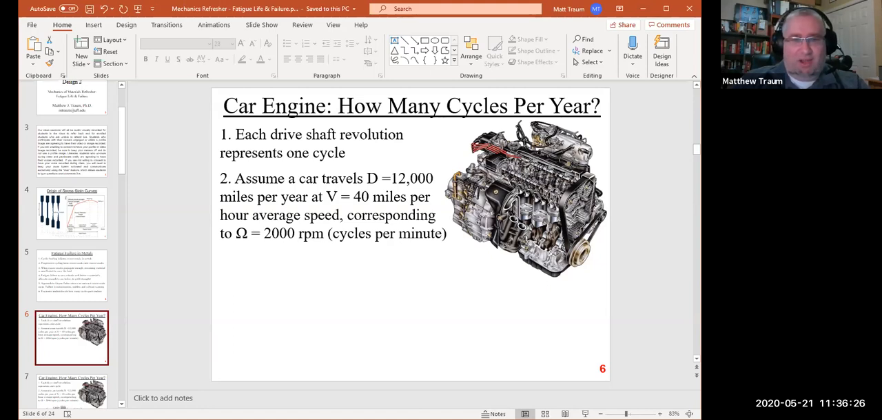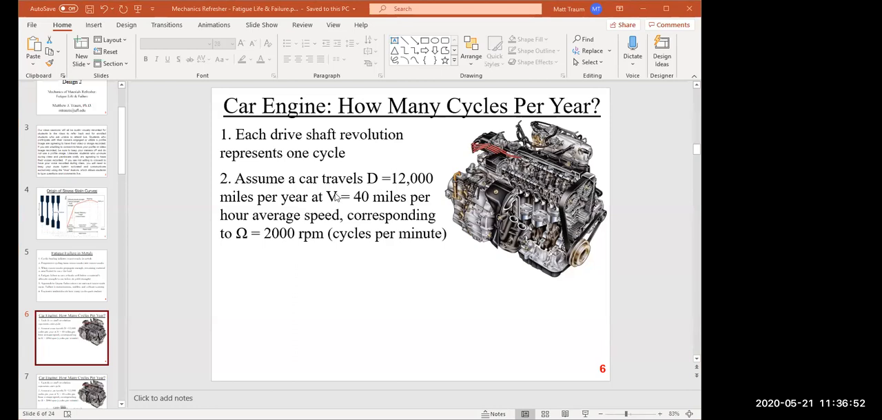Okay, so here's how I calculated this. So we're going to assume that a car travels 12,000 miles per year. That's a number that's based on a typical American insurance policy, right? So you can choose the rate that you want to pay based on how much mileage you drive, and this is the standard for American annual mileage in a car based on insurance policies.